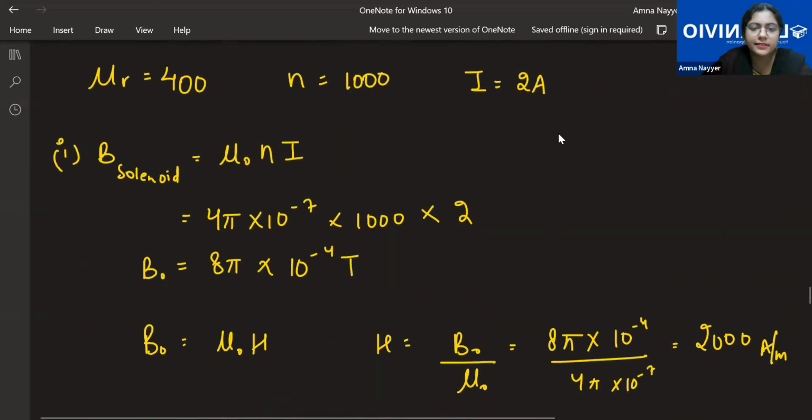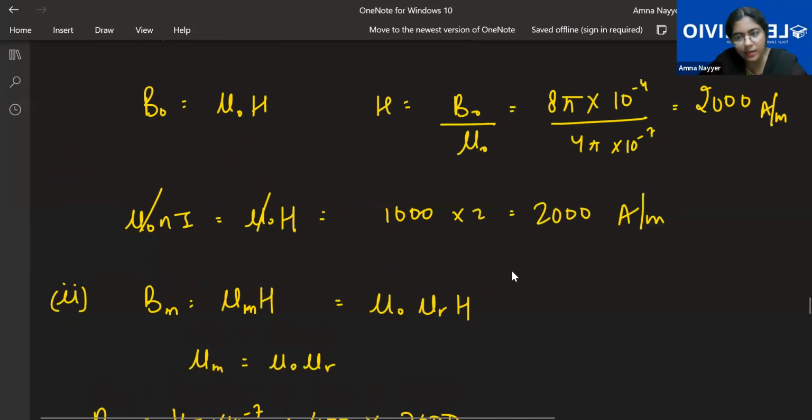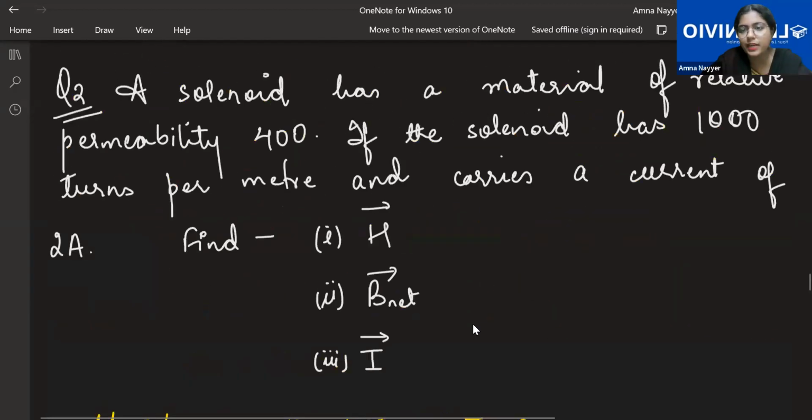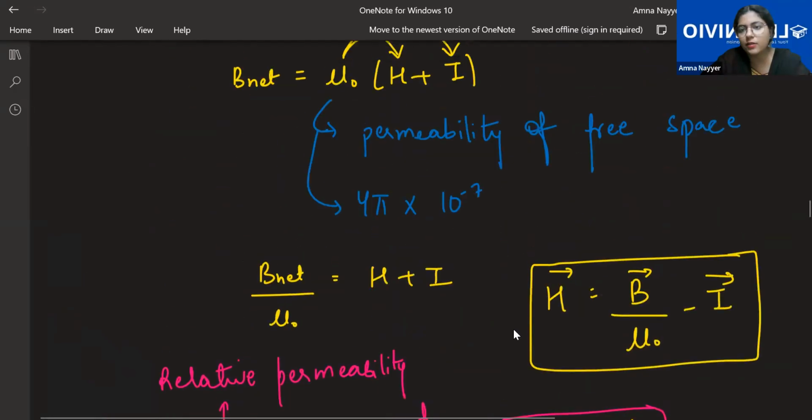Okay, last part is intensity of magnetization. You already have the value of net magnetic field. You have the value of H. There was a relationship which we did: B divided by mu naught minus I will give us the value of H. So if I take I over here and H over here, basically this is the actual formula from which we have written the formula of H. So what will I be equal to? B by mu naught minus H.